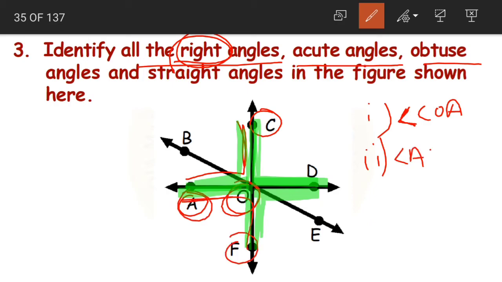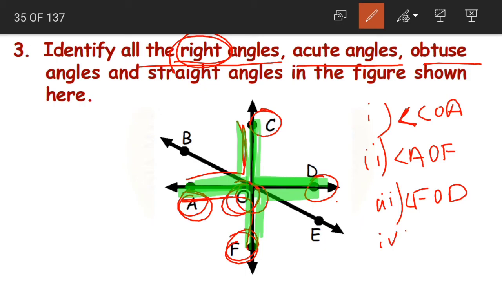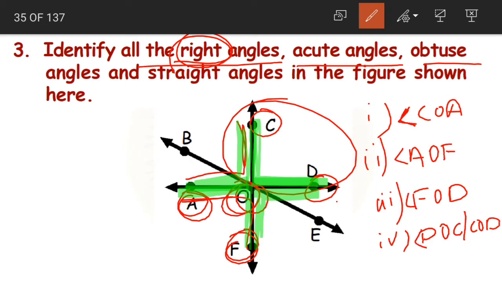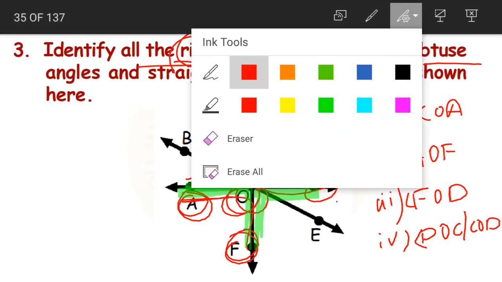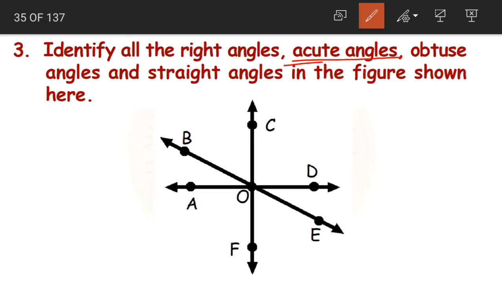Angle A O F. Coming to the third one, F O D, angle F O D. Coming to the fourth one, we have this angle DOC or angle COD. It is our wish, children. Okay. So we are having 4 right angles in the given figure, and these are the names of the 4 right angles. Now coming to acute angles.